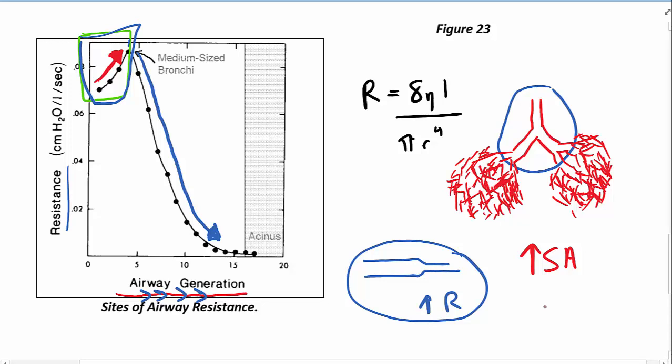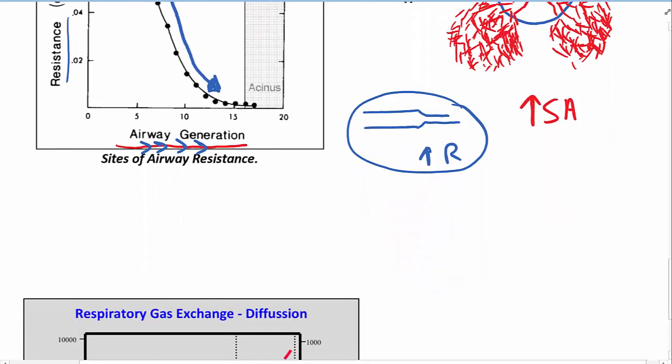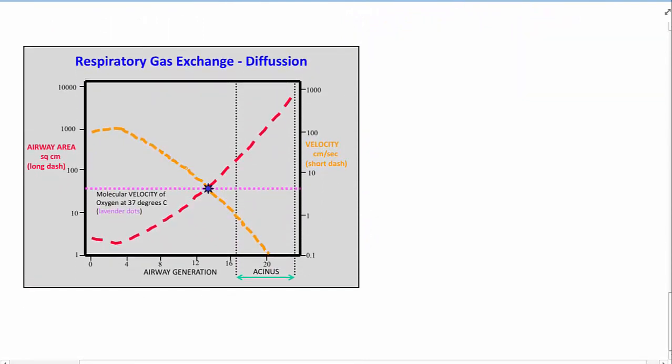So in order to show this a little bit better, let's look at this graph in your notes. This is a graph looking at airway area in the dashed red, and also looking at the velocity in the yellow. As you progress through the generations, airway area is increasing. And so this area is increasing. What's happening to velocity is that it is actually decreasing.